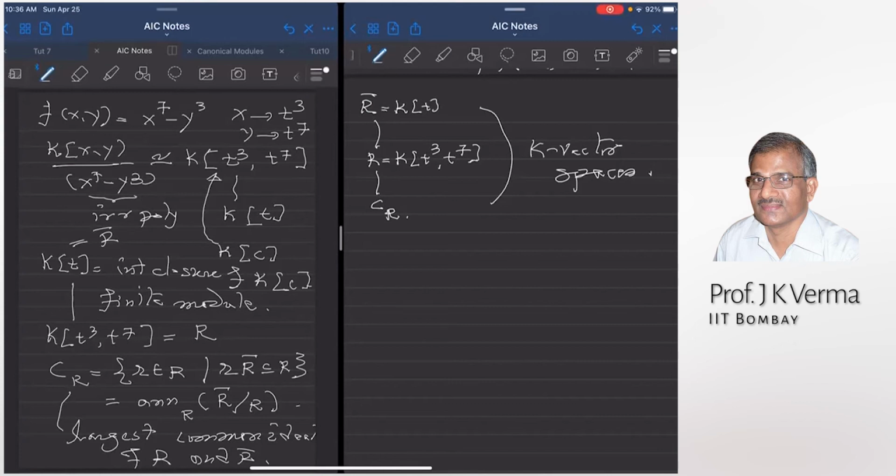Can you tell me an element in the conductor? Can anybody tell me an element in the conductor? T to the power 6. There is a problem. T to the power 6, does it multiply t square into R? Do you see T8 is in R or not? T8 is not in R, right?